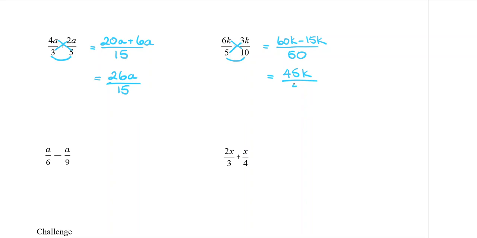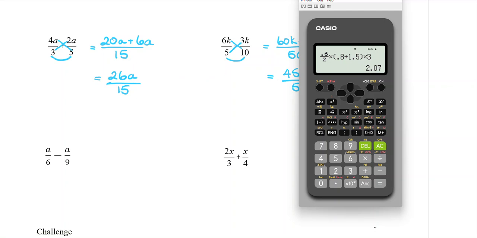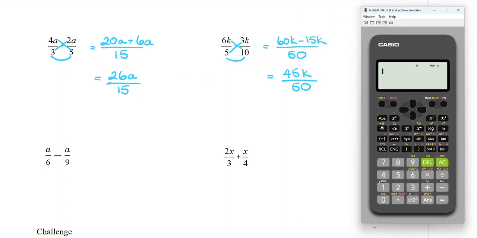45k. Now, when I look at that answer, I go, they're still quite big numbers, and both of those numbers are divisible by 5. Now, some of you may not be able to see that easily. So what you can do is you can always check things in your calculator. You can't put the k in there, but you can put the numbers. You can go 45 over 50, and you go, oh, that needs to simplify down to 9 over 10.